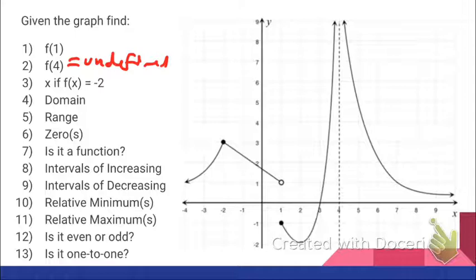Alright, what's x if f of x is equal to -2? So we're going to look at, alright, when does the graph hit -2?